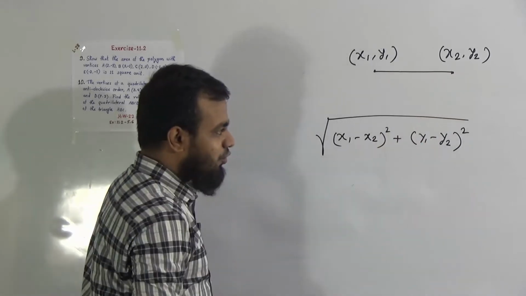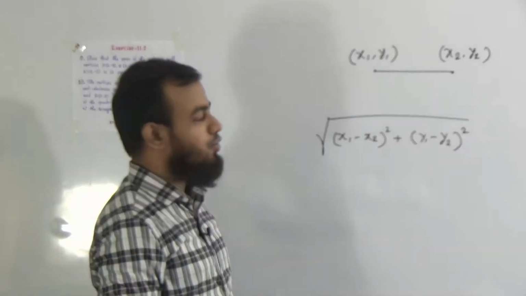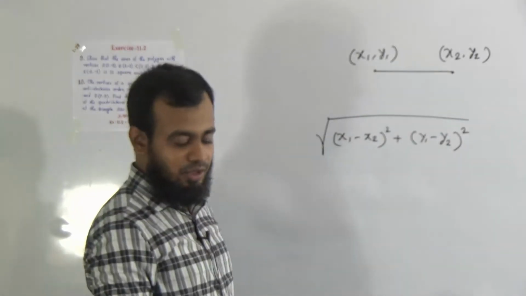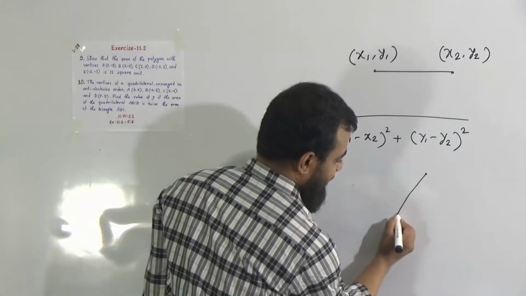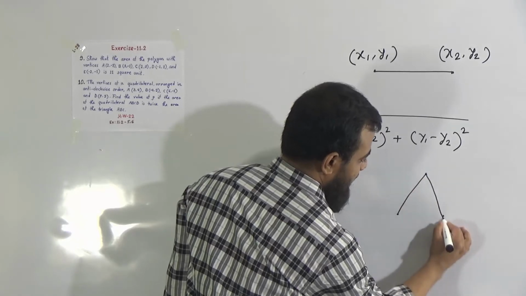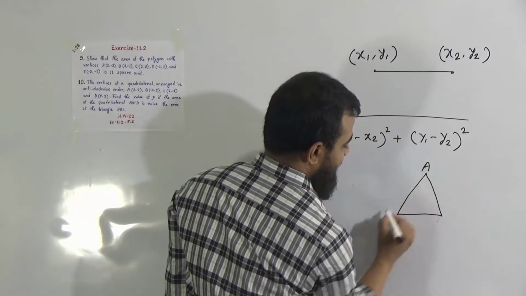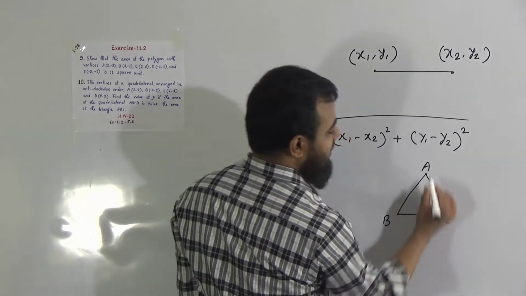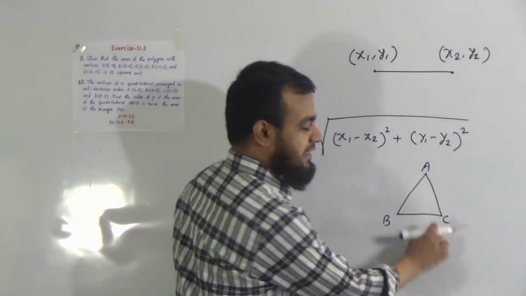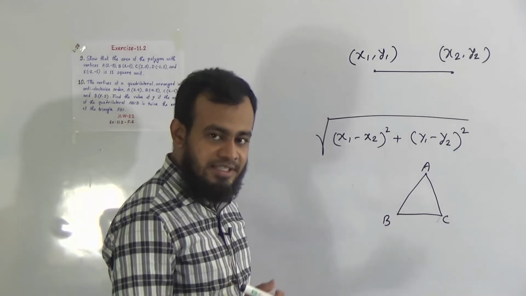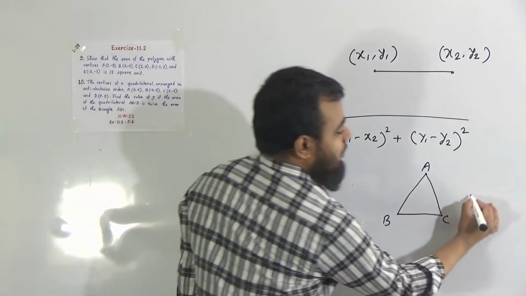Now if we find out the distance between any 2 points, we can find out the area also of a triangle. Suppose this is a triangle. This triangle's name is ABC. If the 3 points are given, that means if the points A, B and C are given, then we can find out easily the area of this triangle. How? By using this formula.